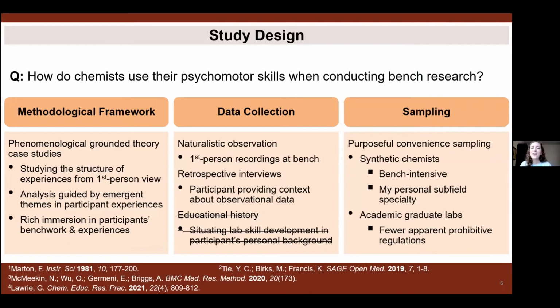for a future time. I decided I wanted to focus specifically on synthetic chemists because they are a very bench intensive field of chemistry. It's also my personal specialty. So I'm going to be analyzing what people are doing in the lab. I need to actually be able to recognize equipment. So I picked the field that I could do this work in. And specifically, I focused on recruiting academic graduate students, partly because I felt that industrial labs were never going to let me into their lab spaces due to insurance issues. So I sought out grad students working in synthetic chemistry instead.